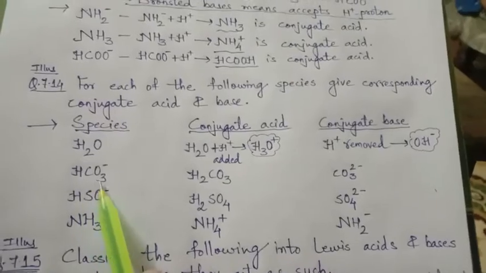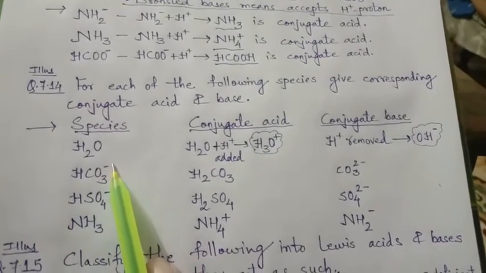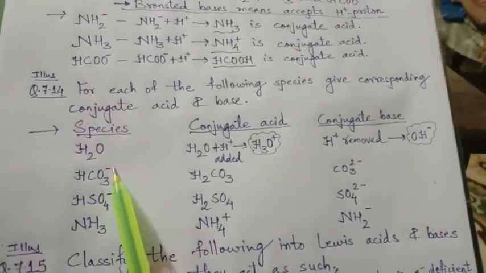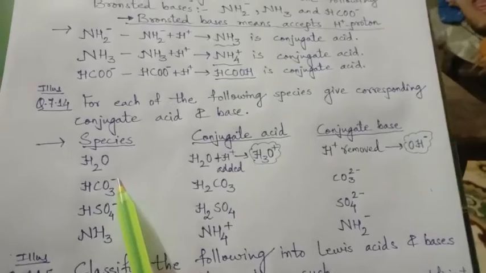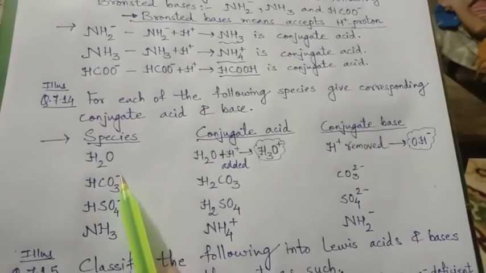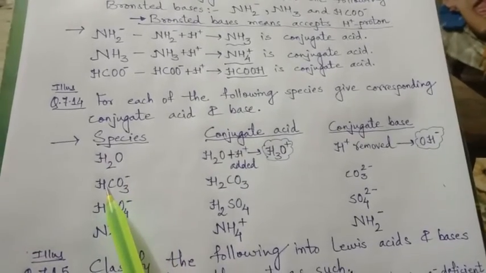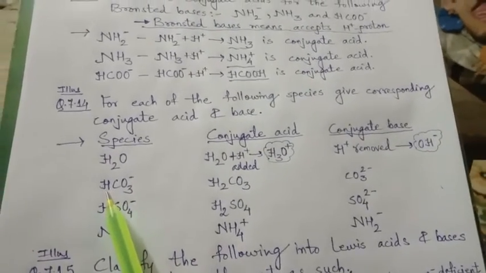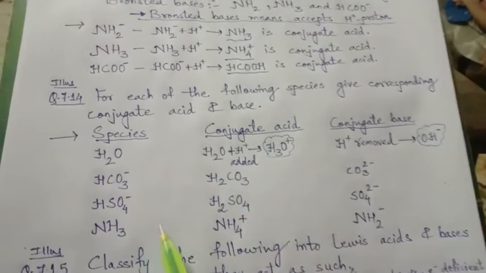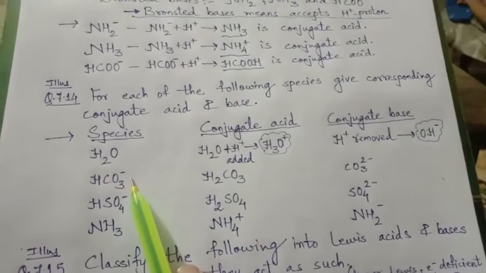The next is HCO3 minus. Here a negative charge is already there. It means it is ready to accept H plus. As soon as H plus is accepted by this negative charge, minus and plus attract, and instead of HCO3 minus, it will now be H2CO3, a conjugate acid.